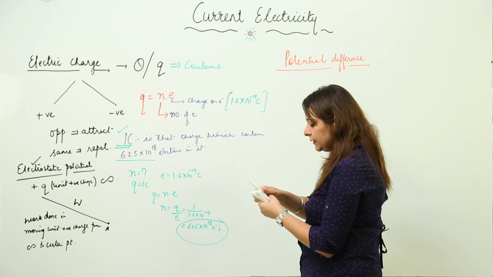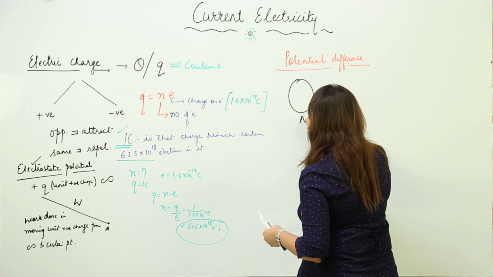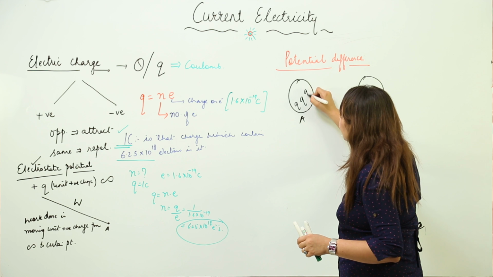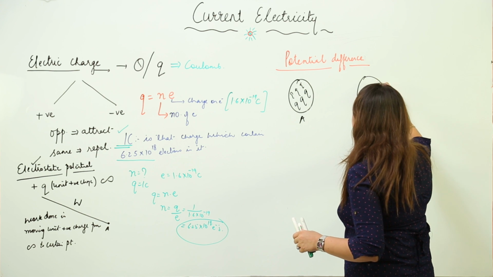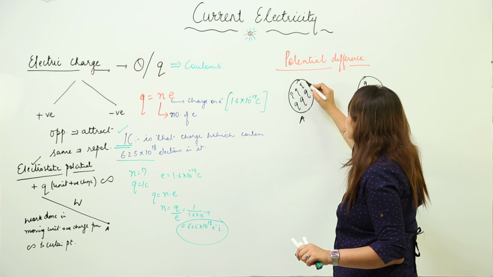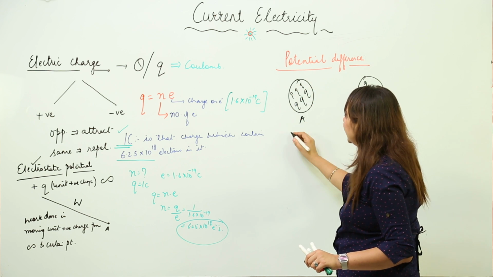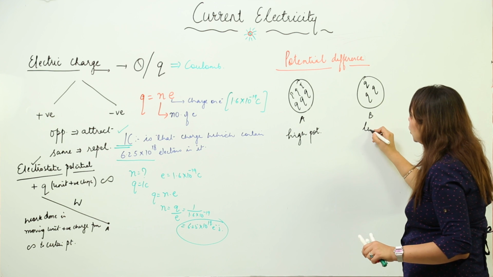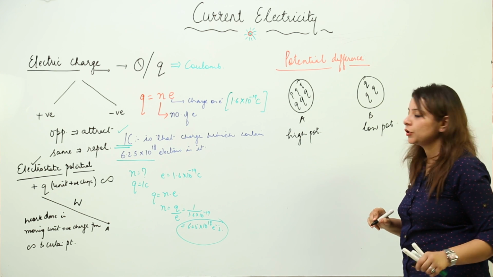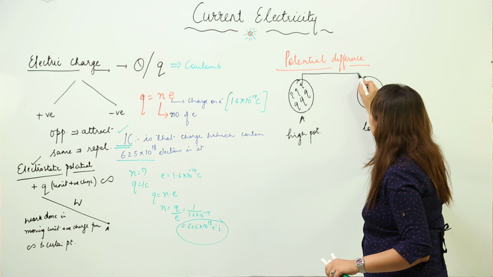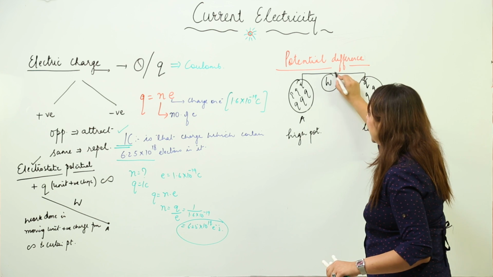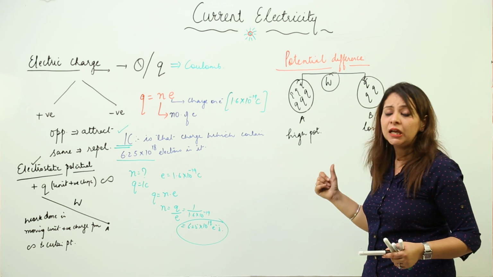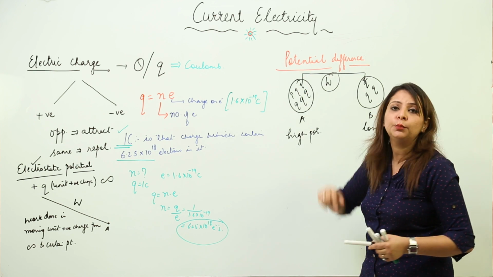Suppose I have two bodies, body A and body B. The difference between them is the number of charges. A contains more electrons and B contains comparatively fewer electrons. Because A contains more electrons, we say that it is at high potential. Comparatively B has fewer electrons, so we say that it is at low potential. So the charge will move from high potential to low potential, and for this work has to be done. Here the charge is moving from one specified point to another, from A to B, from high potential to low potential. So this is called potential difference.